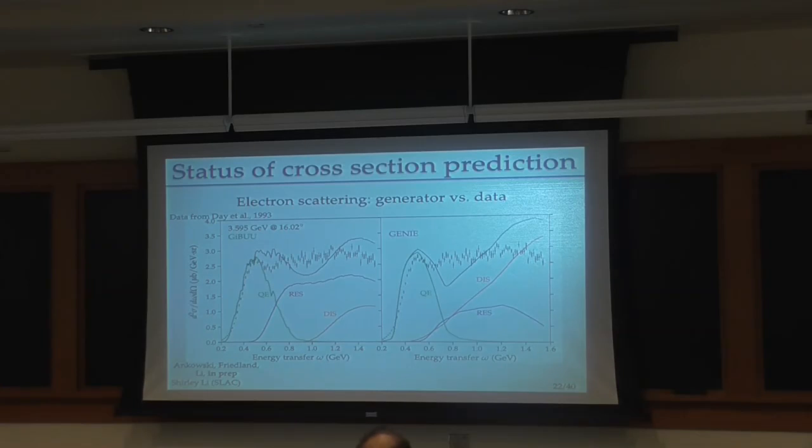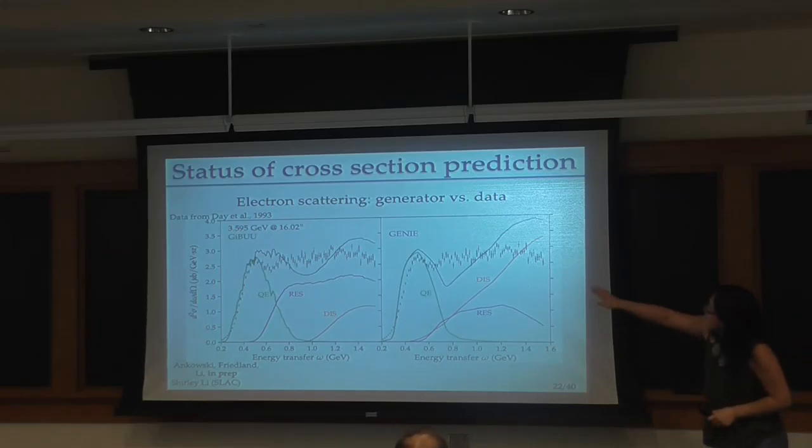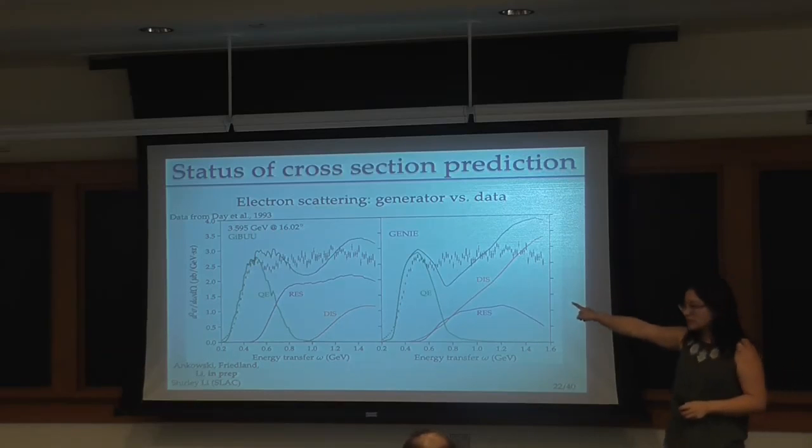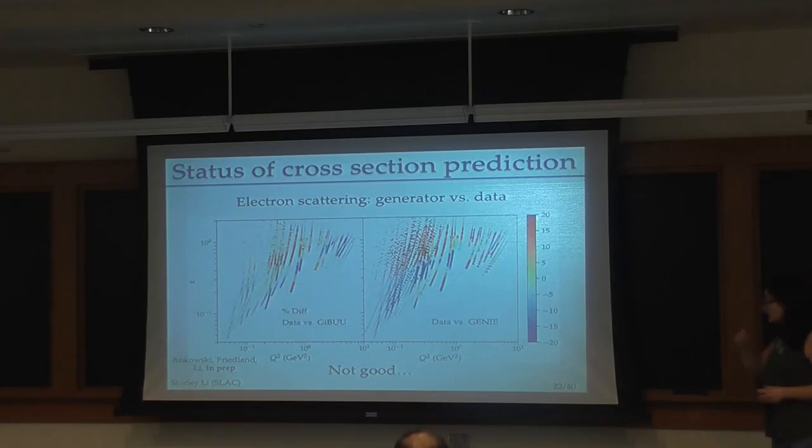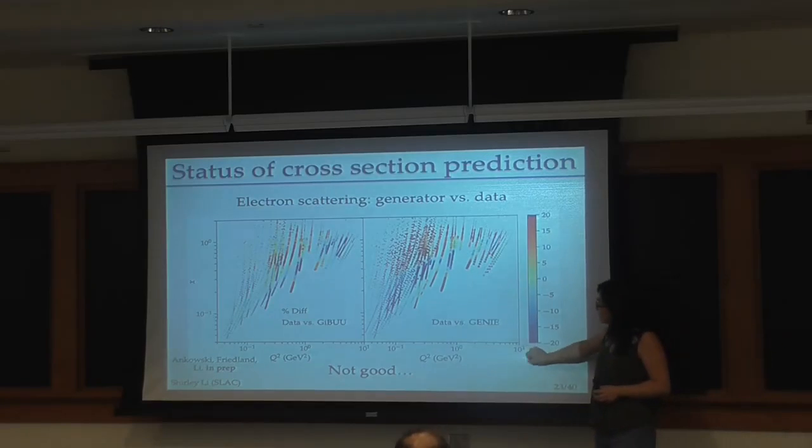Right. Okay, so agreement's really not good, but this is at a particular kinematic. This is 4 GeV at 16 degrees. There's a lot more electron data we can compare to, and this is sort of like a global overview.